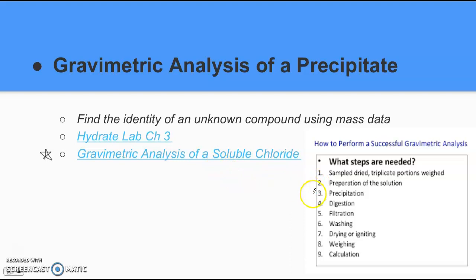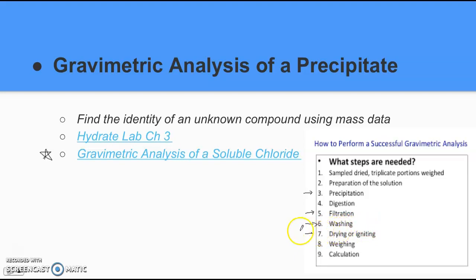But with gravimetric analysis, I put some steps over here, but the ones that always show up that you really need to know about is you have to have precipitation. So precipitate is you mix a couple solutions together and a solid forms, and the solid comes out of solution. It's a precipitate. And then you filter it, and then usually wash what's been filtered just to clean it off a little bit. Rinse it usually with distilled water. And then you dry it.